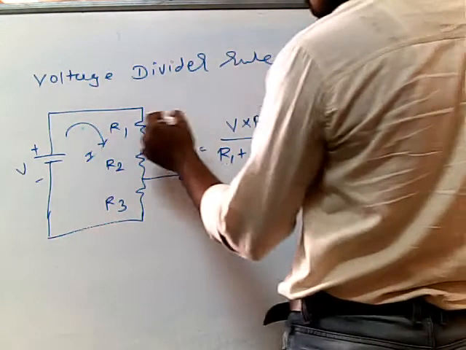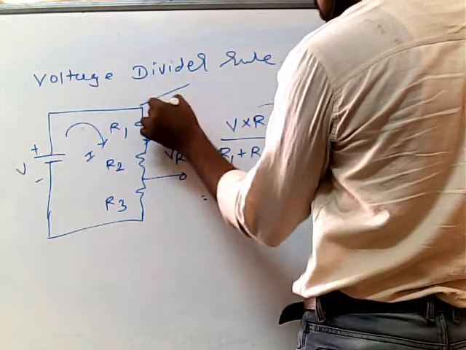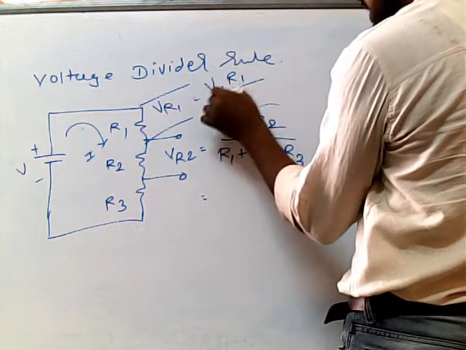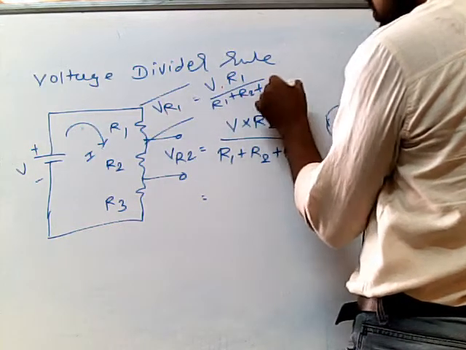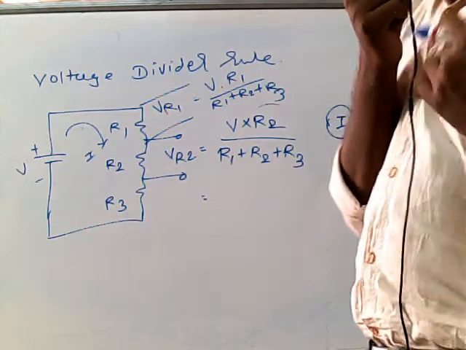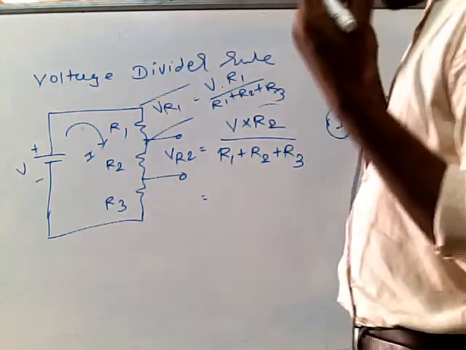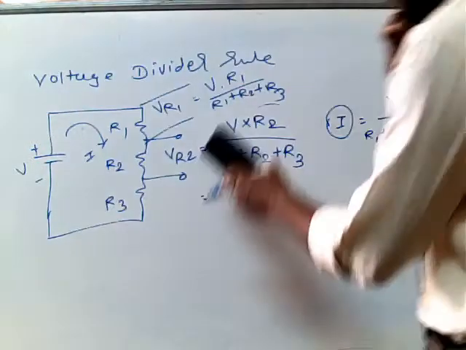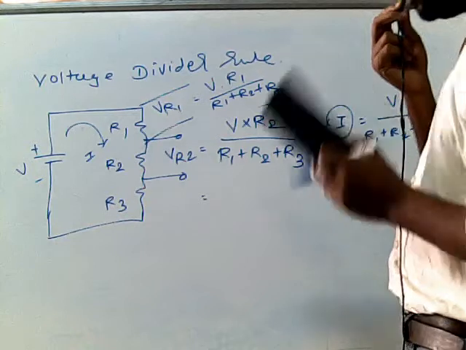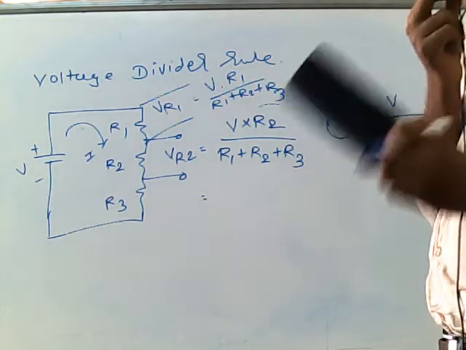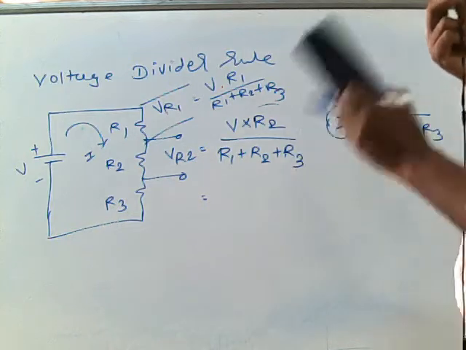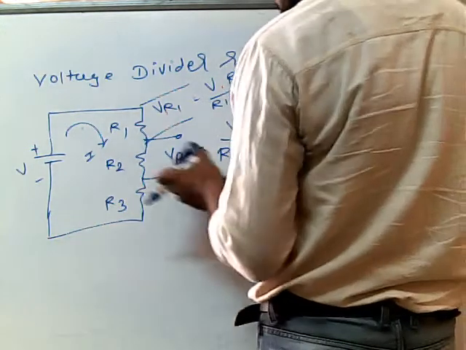Similarly, if I want to find the voltage across this R1 resistance, that will again be total voltage into R1 divided by R1 plus R2 plus R3. In this way, in any network which has more than one resistance, we can simply find the voltage across any resistance by applying this rule. The voltage across any resistance is equal to the total voltage into the resistance across which we want to find the voltage, divided by the total resistance. That is nothing but the voltage divider rule.